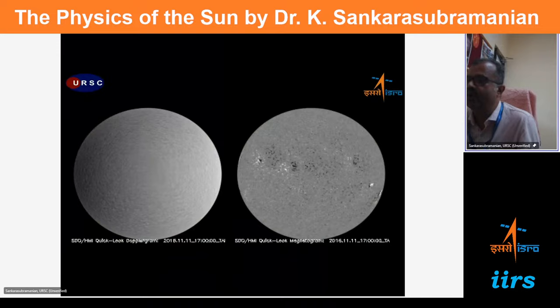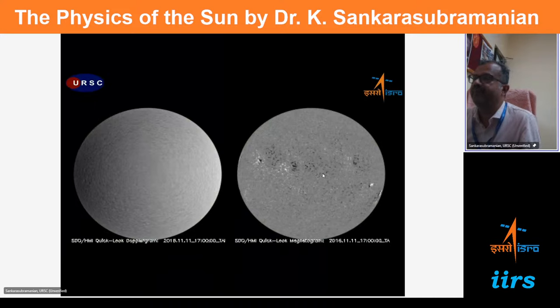And what you see here is the SDO HMI quick-look Dopplergram. You see on the left-hand side is the Dopplergram. One side is red shifted, the other side is blue shifted. On the right-hand side is the magnetic field information, which has both positive and negative polarity, which you can see. Basically, you measure the magnetic field of the sun. How do you do that?